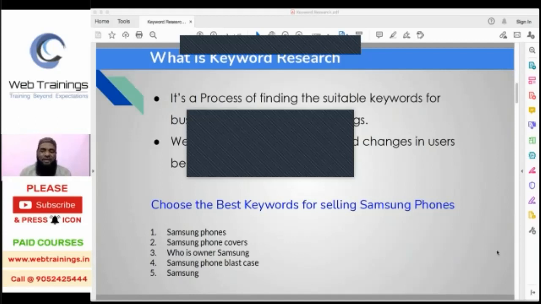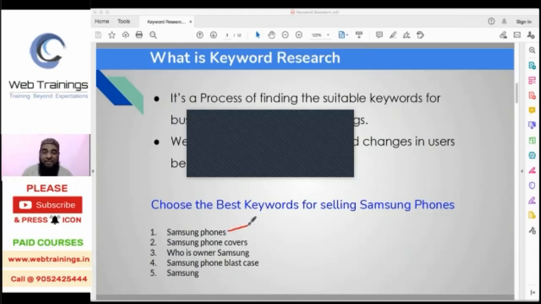Now, almost everyone is there, right? Whoever typed, they are right. You know why? Because you think logically. You thought this way, sir: when I want to sell phones, all of these keywords are not my target. Samsung phones is my main target. Phone covers, it's related to Samsung, but it is not a target.